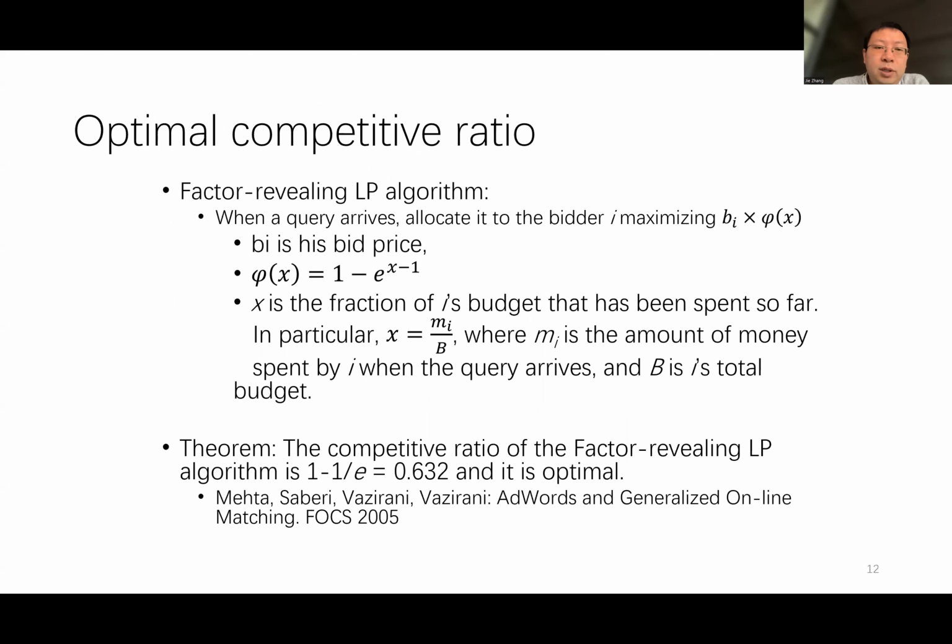The algorithm works like this. When a query arrives, the search engine allocates it to the bidder i that maximizes the multiplication of the bid price b_i times phi of x, where phi of x is 1 minus e to the power of x minus 1, and x is the fraction of bidder i's budget that has been spent so far. And this algorithm achieves the optimal competitive ratio of 1 minus 1 over e.